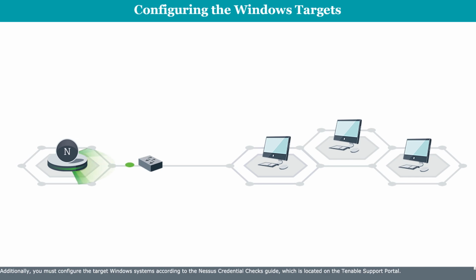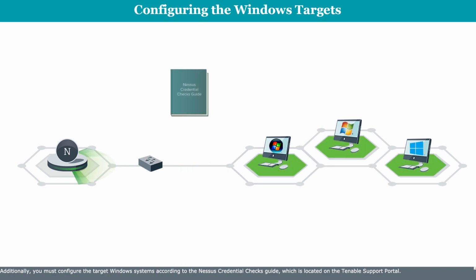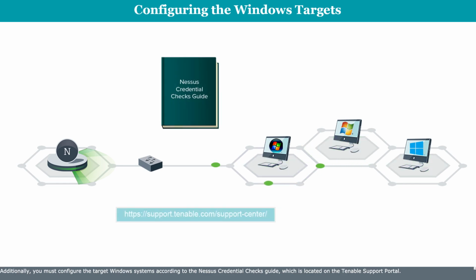Additionally, you must configure the target Windows systems according to the Nessus Credential Checks Guide, which is located on the Tenable Support portal. This guide defines the parameters required for user accounts and user access control, registry settings, firewall settings, and more.